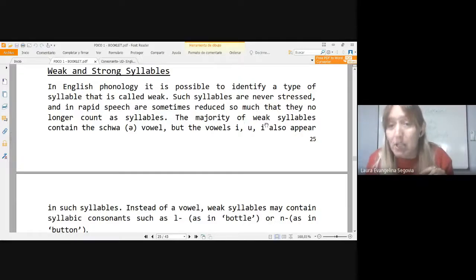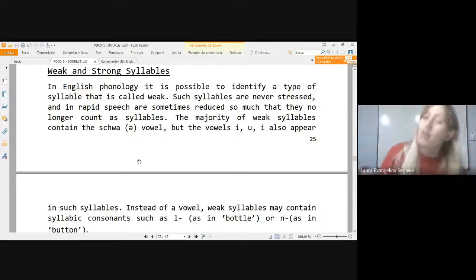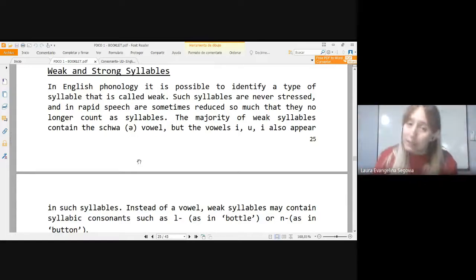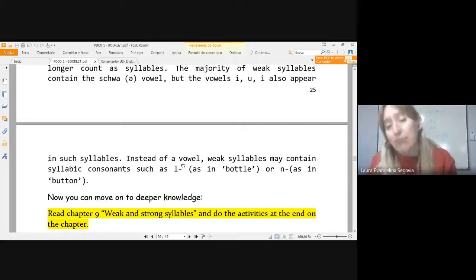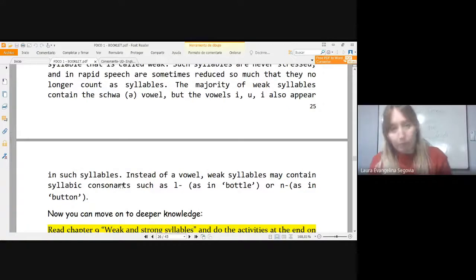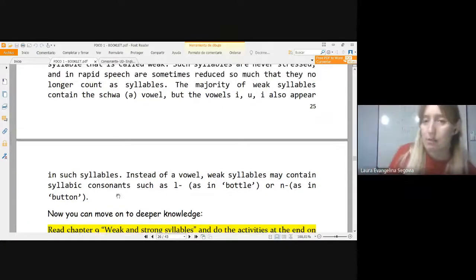The majority of weak syllables contain the vowel schwa, don't forget about that. But the vowels I and U also appear in such syllables. Instead of a vowel, weak syllables may contain syllabic consonants, such as L, as in bottle, or N, as in button. So again, let's put this into context.